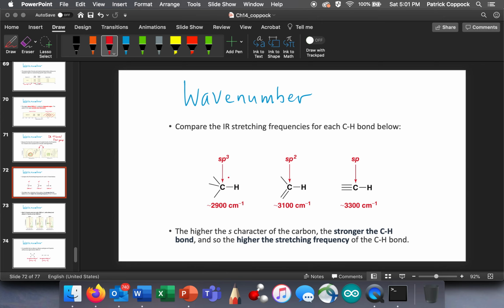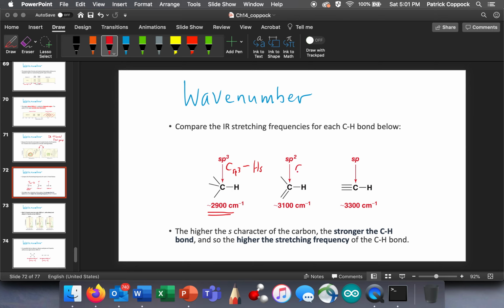If we have an sp3 carbon bonded to a hydrogen s, this is the kind of bond we have here because hydrogen is not hybridized, right? So this is a longer bond and it's weaker, okay? And since it's longer and weaker, it absorbs lower than these other two, right?